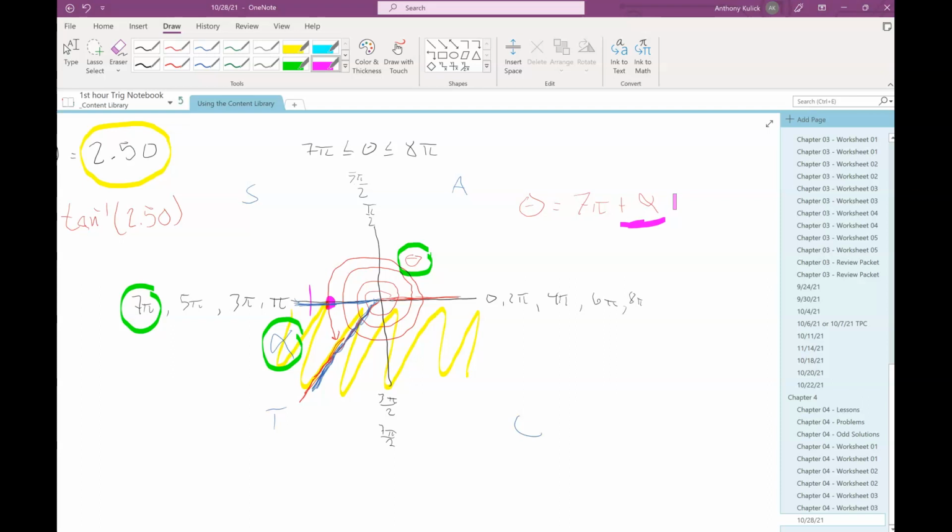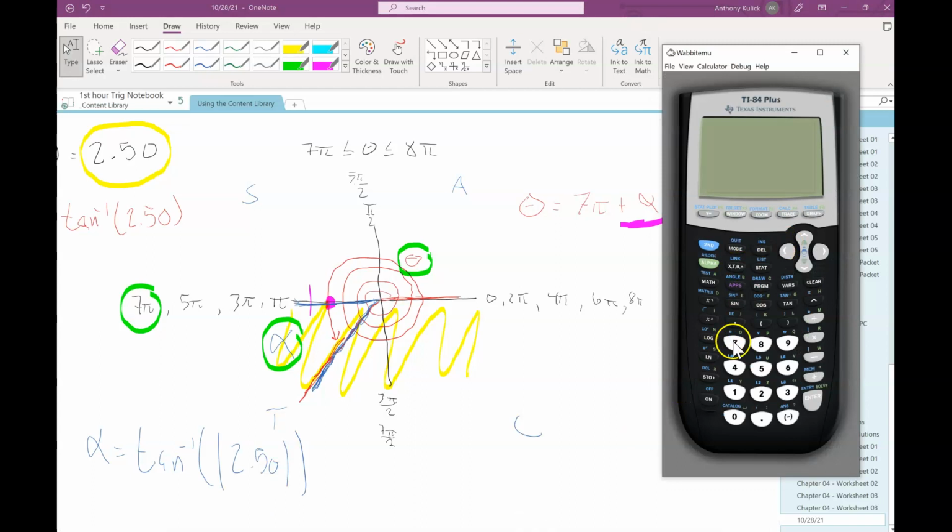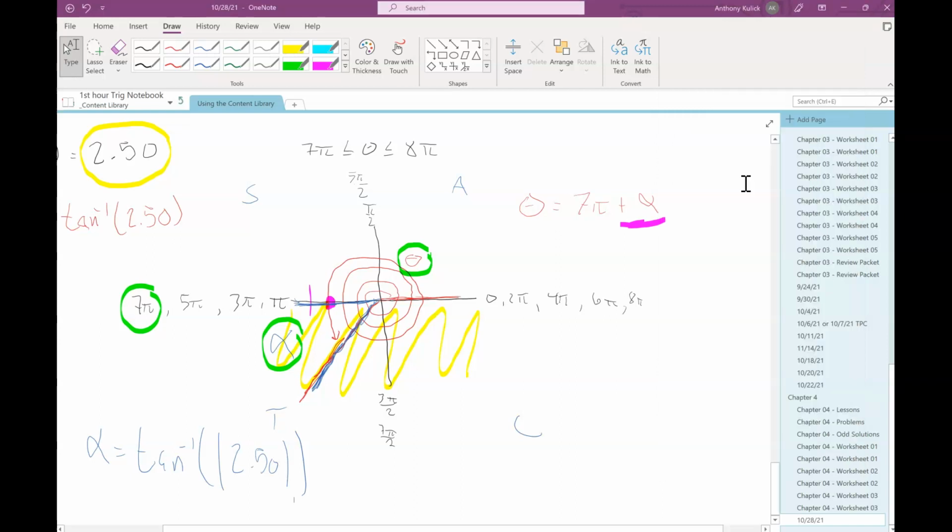Okay, so let's finish this up then. Alpha is always going to be just our inverse tangent of the absolute value of our ratio. So we're just going to do 7 pi plus tan inverse of 2.5, which gives me 23.81 or 181.